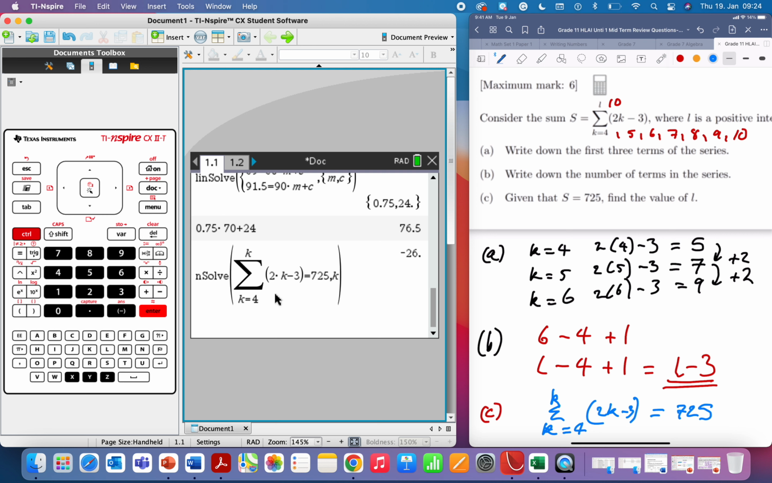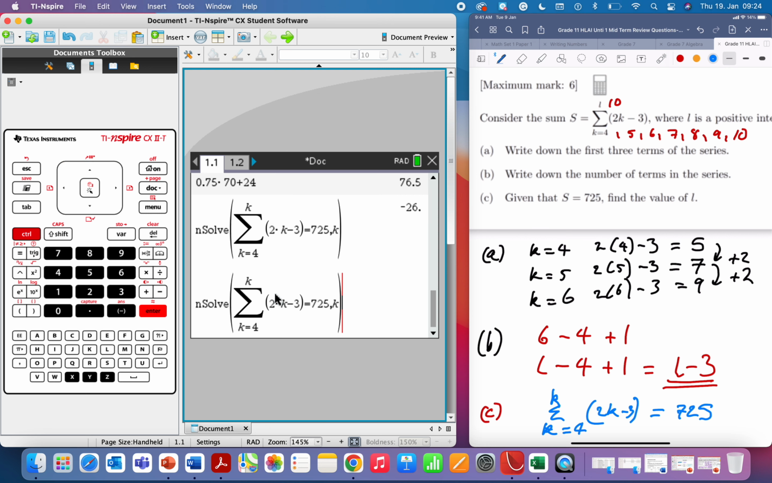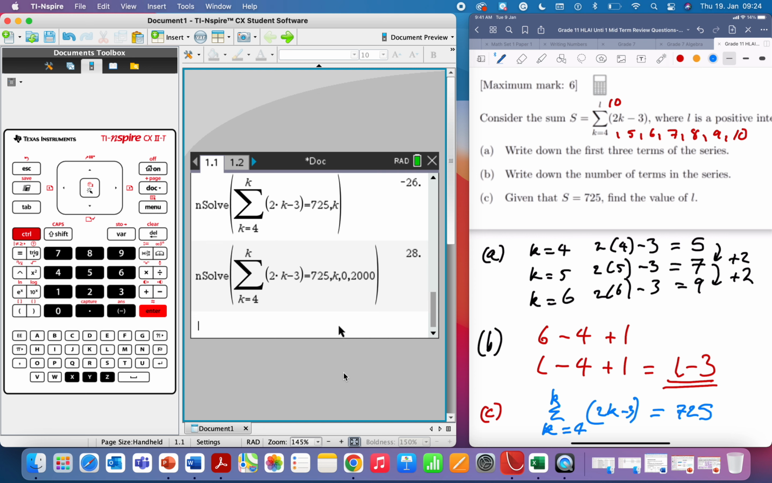Can you see the problem? So n solve only gives us one answer. And it gives us the closest answer to 0. And so one answer to this is k is negative 26. We want the other answer. We want a positive answer, right? Go back up, grab it, bring it down. Tell the calculator to search from 0 up to 2,000. All right? The calculator went to negative 26 first because that's closer to 0 than the actual answer 28.